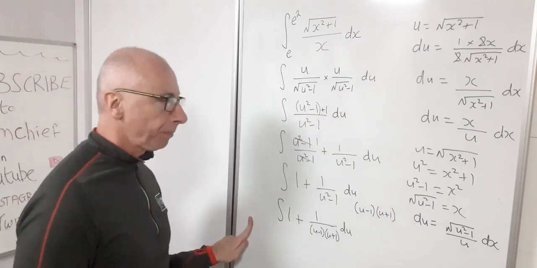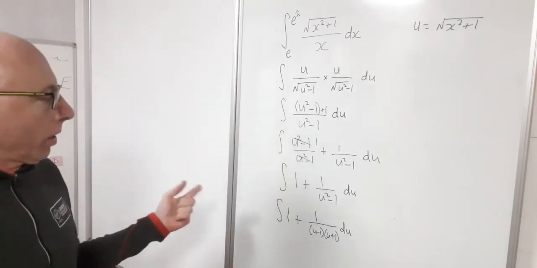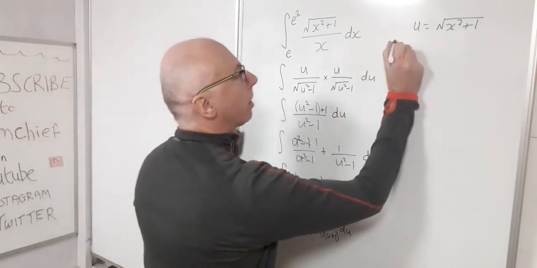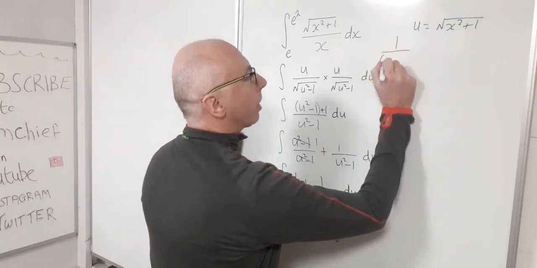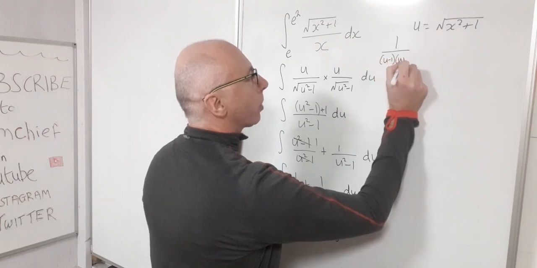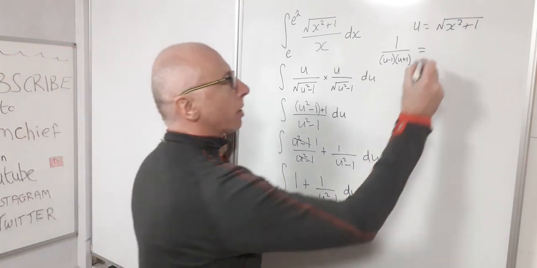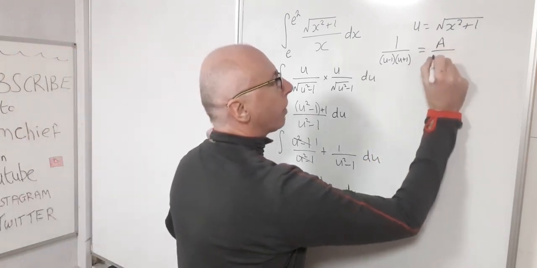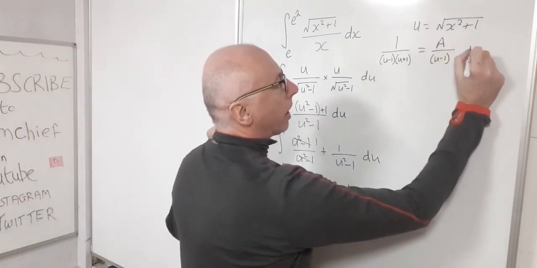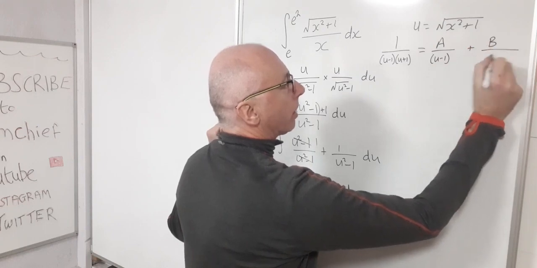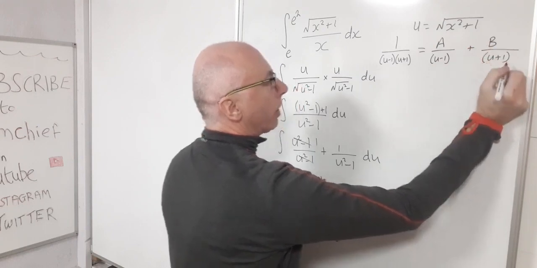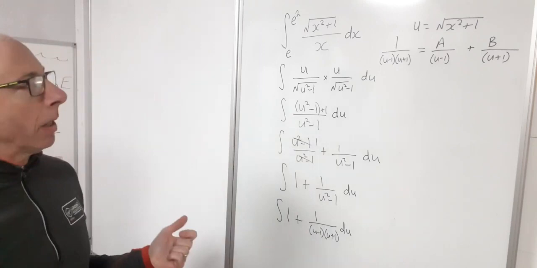Okay, so let's take care of this over here. So 1 over (u minus 1)(u plus 1). So partial fraction decomposition, set up the building blocks. I will have A over u minus 1 and some value for B divided by u plus 1. So that's my building blocks.